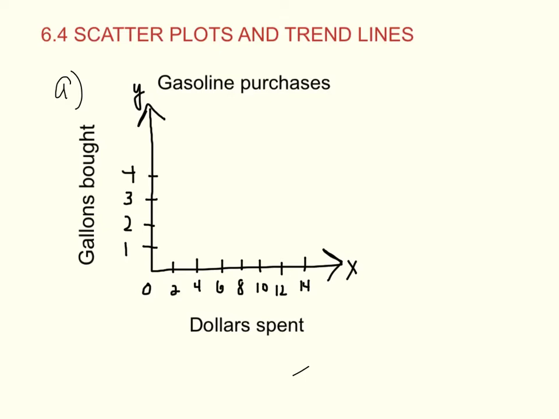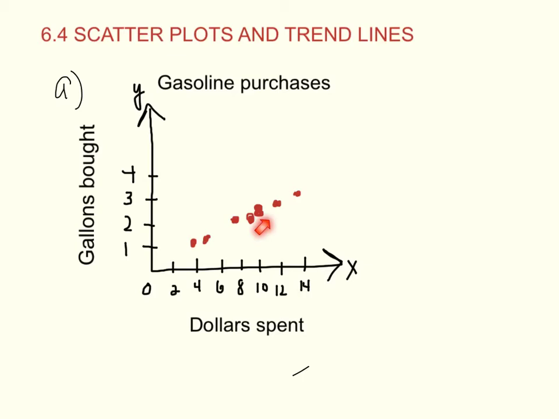Now you just plot the points. The first one is I spent $10 and I bought 2.5 gallons of gas. So $10, 2.5 gallons. $11 for 2.8. $9 for 2 3/10 gallons. And I'm just going to continue this. If you graph it, it looks roughly like this. You'll notice that a couple of the dots look like they're almost on top of each other. That's okay.